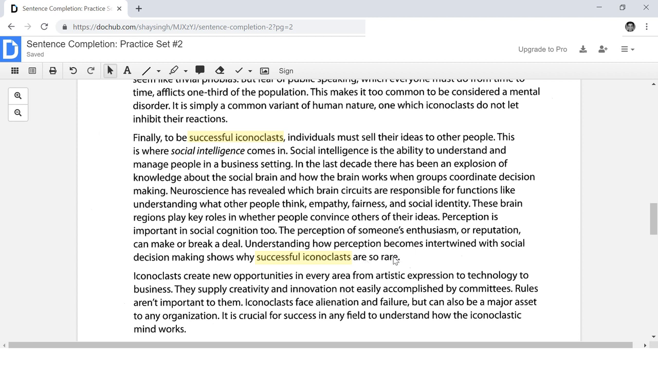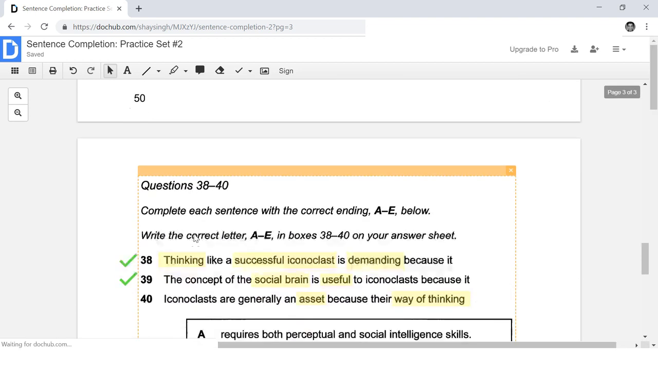So it seems to me what they're saying is that successful iconoclasts are rare because to be successful is quite demanding. And why is it demanding? It says that understanding how perception becomes intertwined with social decision making. See, it's talking about these two things. Because you need these two things in order to be successful. If you want to be a successful iconoclast, then you need to know how perception becomes intertwined with social decision making. Okay? Perception and social decision making.